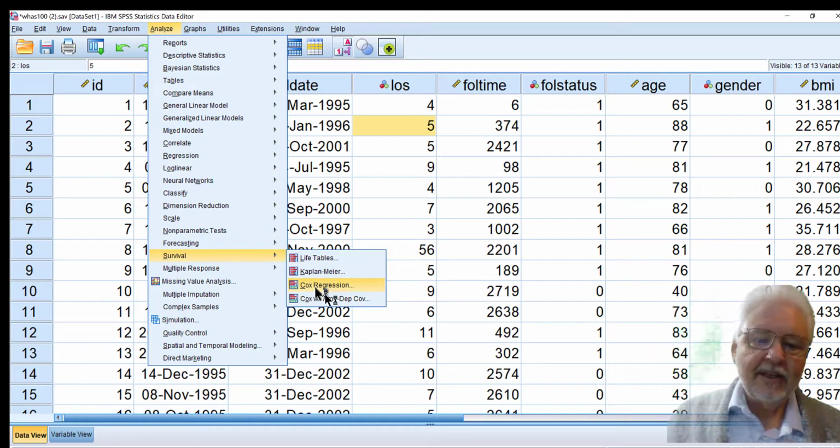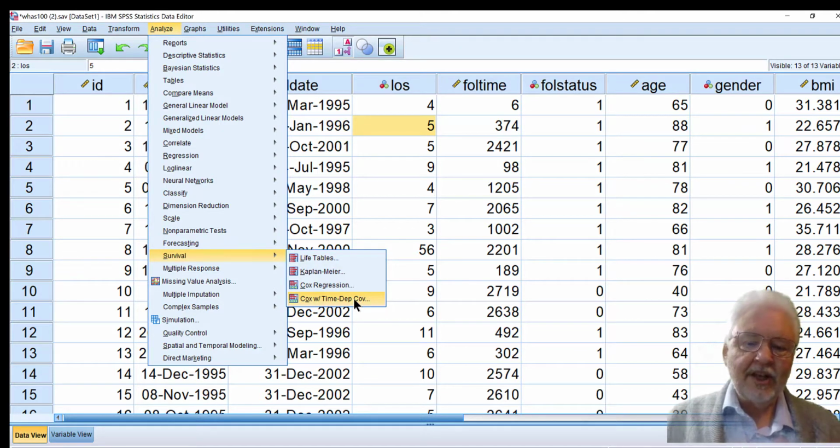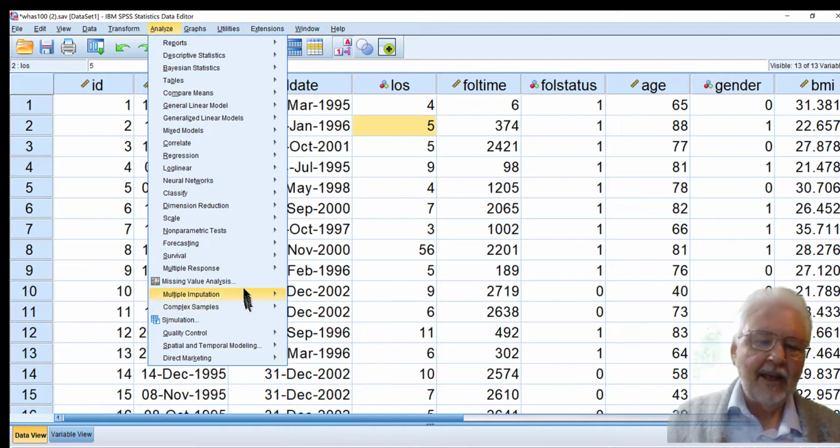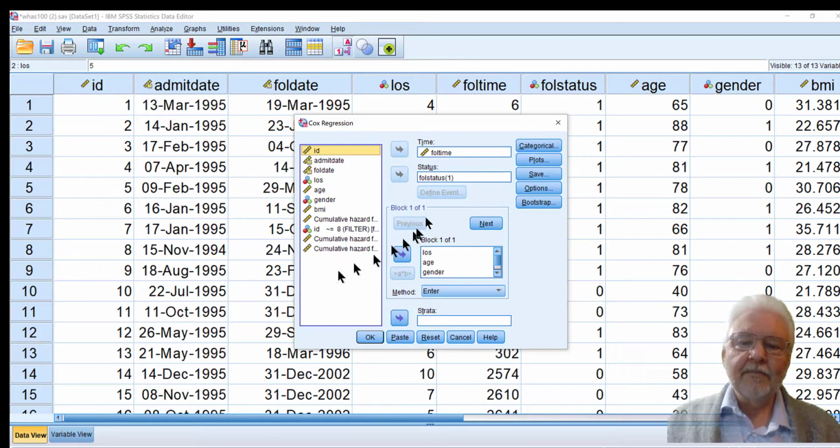Cox time-dependent covariate. Let's say in the Kaplan-Meier we had surfactant. Well, if at different points in time they had changed the dose of surfactant, you might want to keep track of time under given doses. That can be a complicated type of variable. But we're just going to do the straight Cox regression. We have follow-up time. We have status.